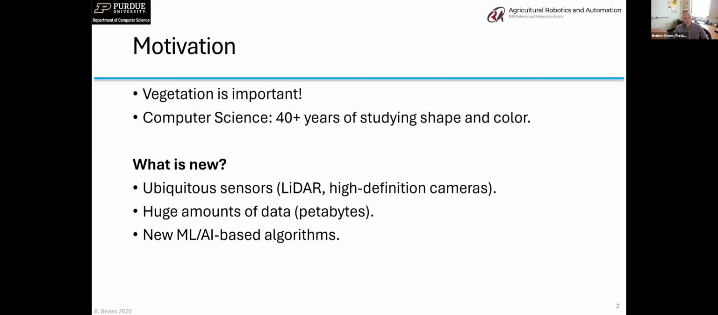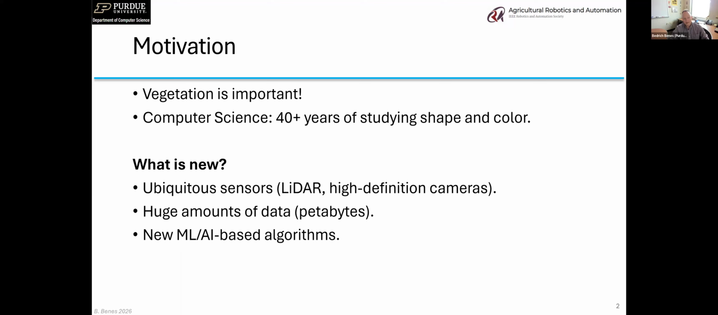And consequently, we have huge amounts of data. And if I say huge amounts, I mean literally petabytes of data that are sitting in repositories and they're just waiting to be used. If I got a dime for every time somebody says, "Oh, we have a drone and we fly it over a field," then I would probably be a millionaire.